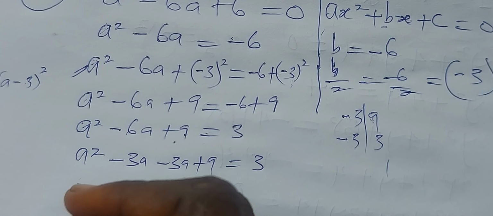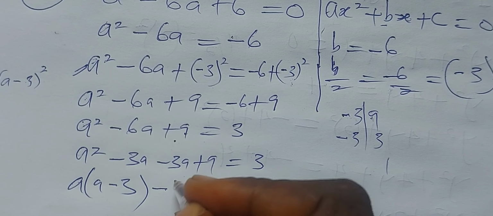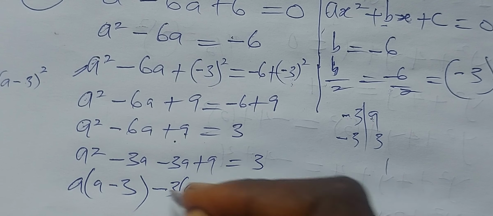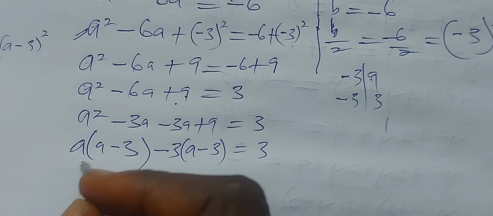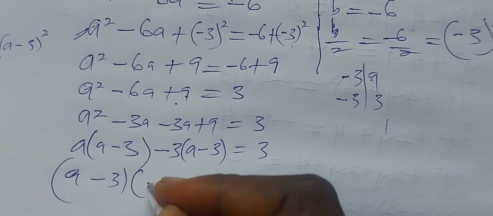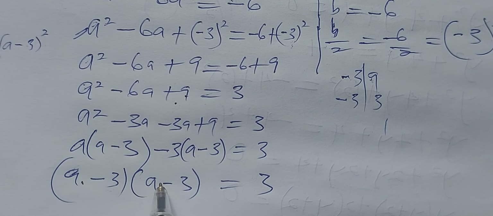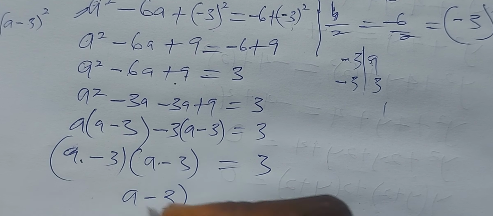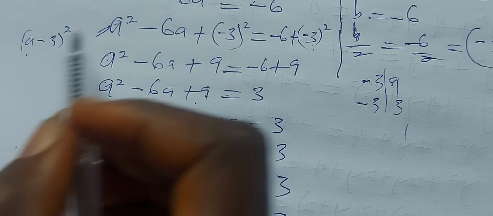Okay, so we now have a into this, we have a minus 3. What is common? We have minus 3 into a minus 3, which gives minus 9 divided by this, we have 9, is equal to 3. So on the right we have the bracket a minus 3 into a minus 3 is equal to 3. You will now see that this bracket is the same, so you can have a minus 3 all squared is equal to 3. So this will now bring you to this.